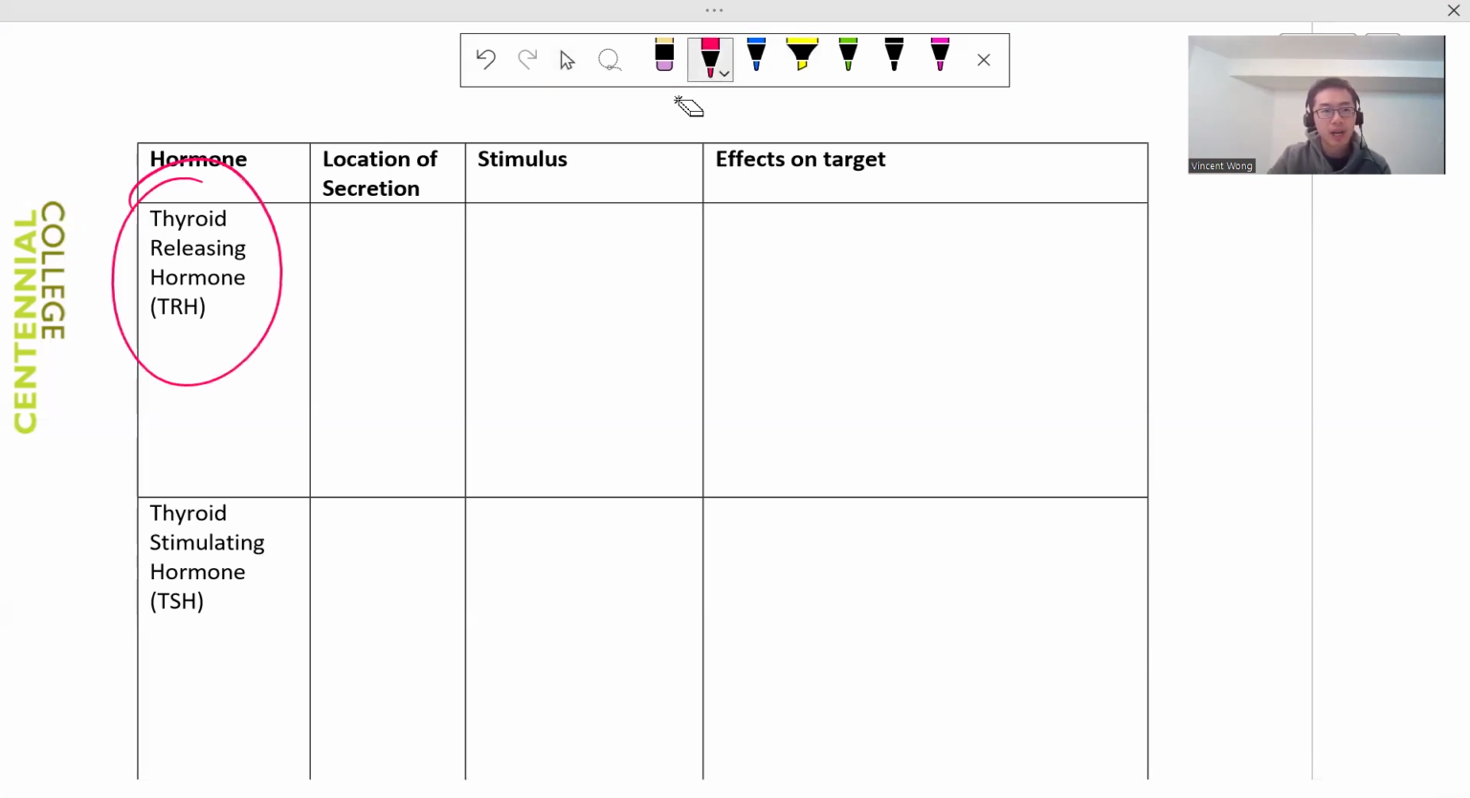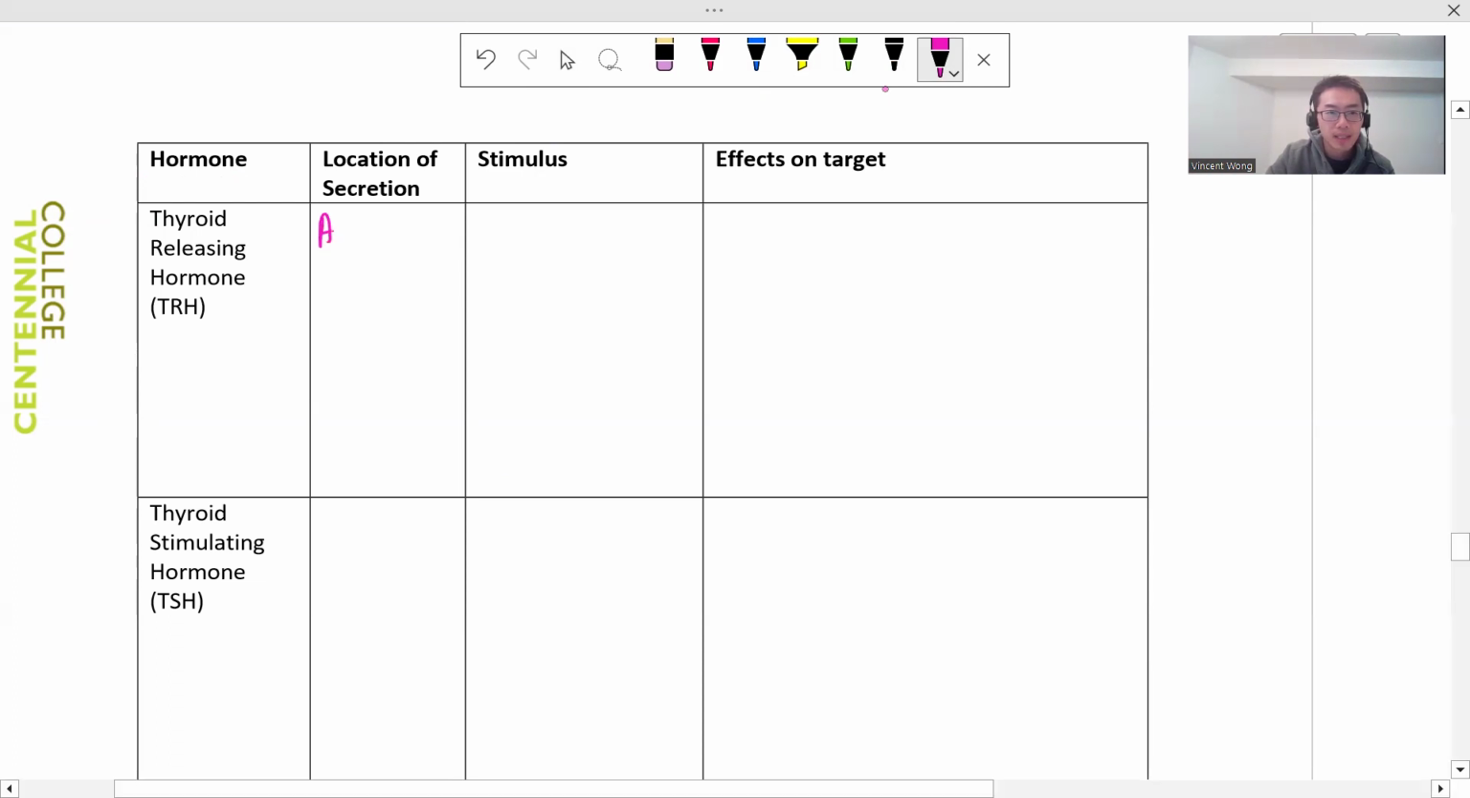So first one, we have the thyroid releasing hormone, the TRH, the location of secretion. Where do we secrete the TRH? Well, that is going to be the anterior pituitary. No, sorry. Location of secretion is the hypothalamus, because it's RH, right? If it's a releasing hormone, then it's going to be from the hypothalamus.